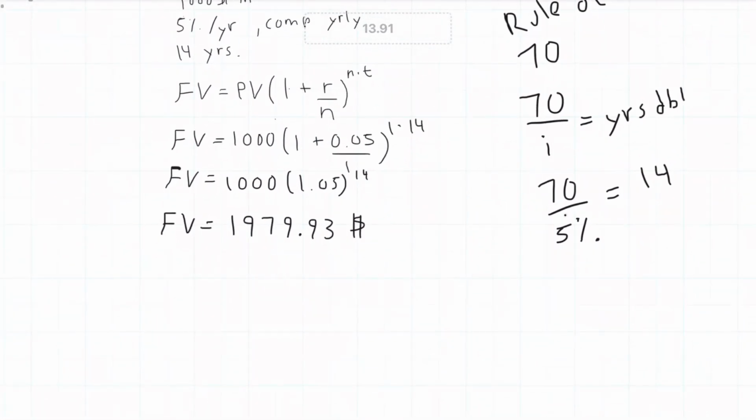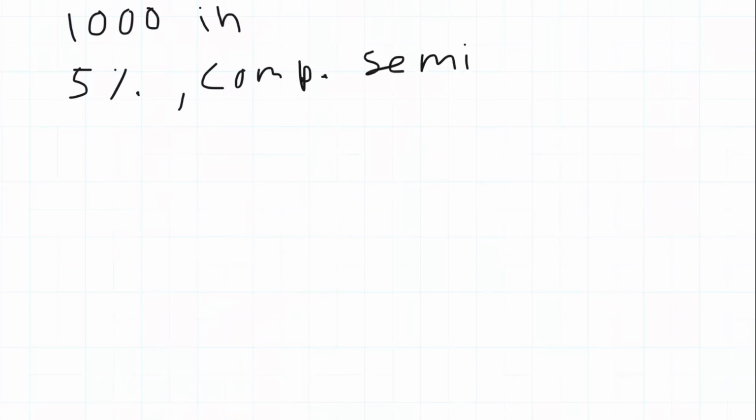So that one's pretty easy because compounding is yearly. So now let's say we put $1,000 in, and we're still going to get that 5%. This time, though, it's compounded semi-annually. That means twice a year it's going to be compounded: one at the 6-month mark and then one at the end of the year. And we're going to do this time for 10 years.